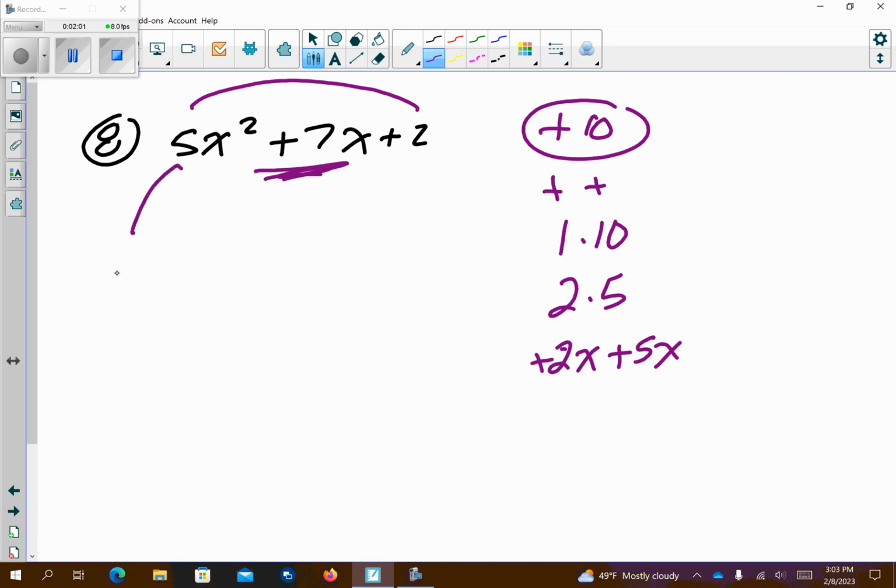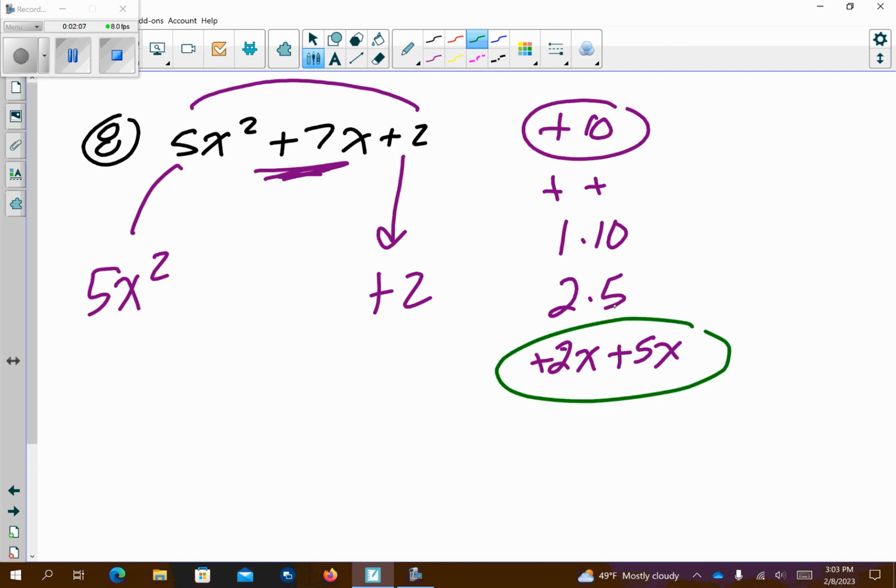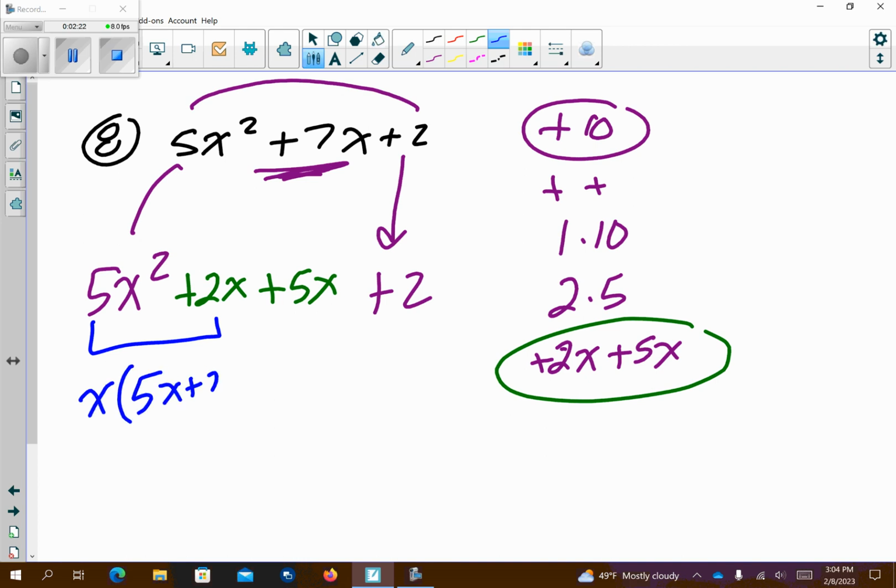So I'm going to bring the two ends down, and between those I'm going to stick that, whatever order I want. So I'm going to go plus 2x and plus 5x. I'm then going to look at my first two terms, and it looks like I could factor an x out. That's going to leave me 5x plus 2.